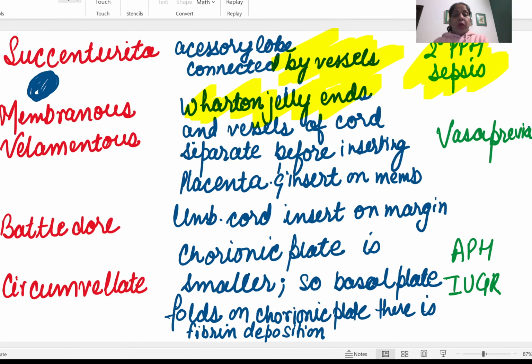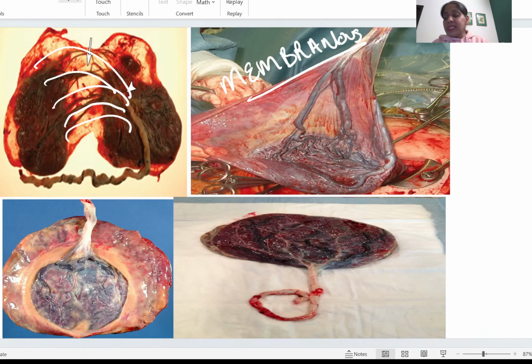Now we were discussing the membranous placenta. In the membranous placenta, I was telling you that because the Wharton jelly ends before the cord inserts into the placenta, the vessels separate.